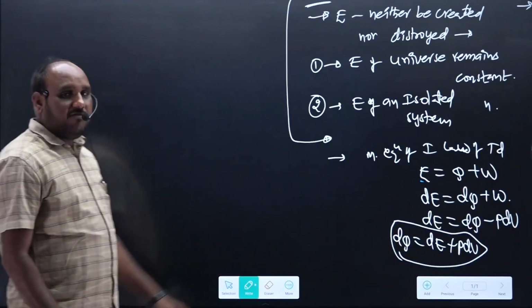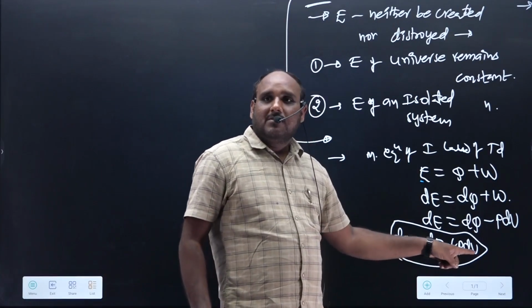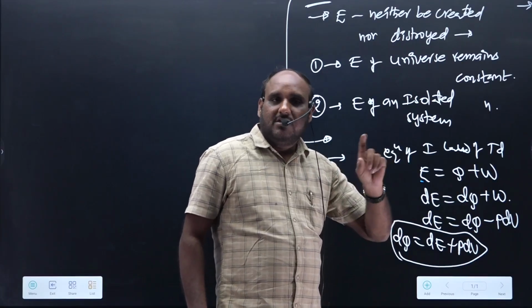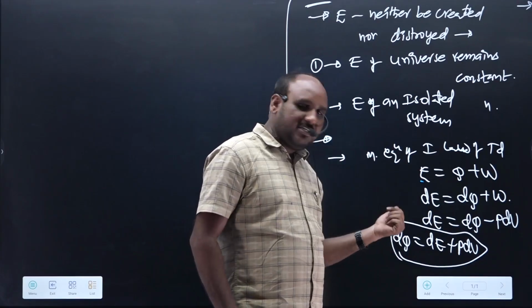What is the definition of delta E? We mentioned that it is at constant volume. The energy exchange, the heat exchanged between system and surroundings. So we mentioned energy or heat.